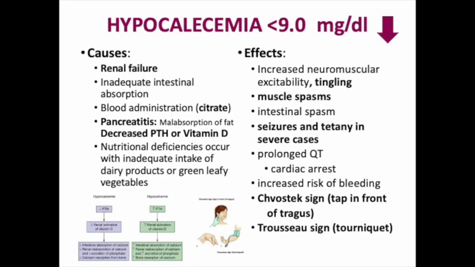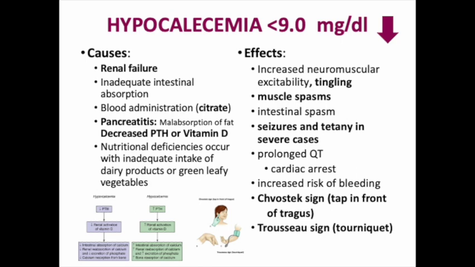In hypocalcemia, anything under 9.0 milligrams per deciliter. If you were working with the patient, you might see increased neuromuscular excitability. They might say they have some tingling. Muscle spasms, even intestinal spasms can occur. Seizures, and even tetany in some very severe cases. You might see prolonged QT intervals that can cause cardiac arrest, and increased risk of bleeding.